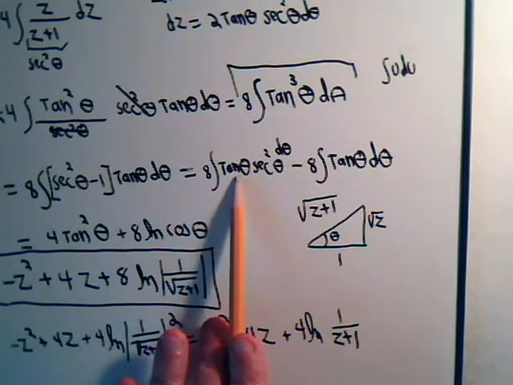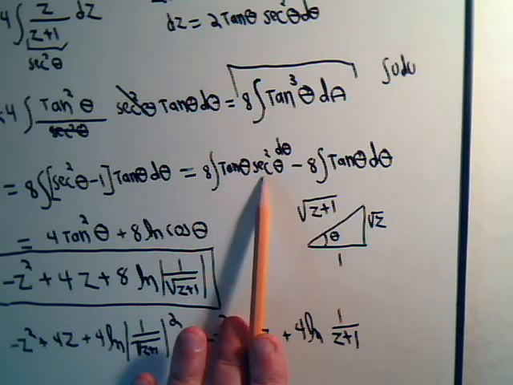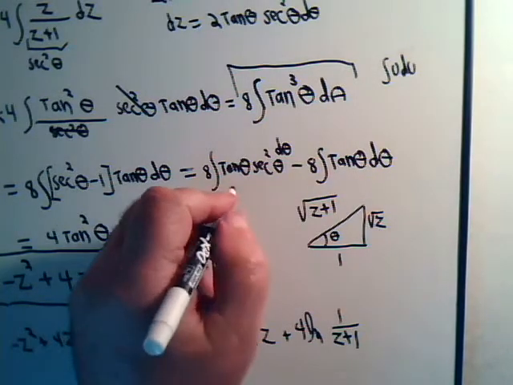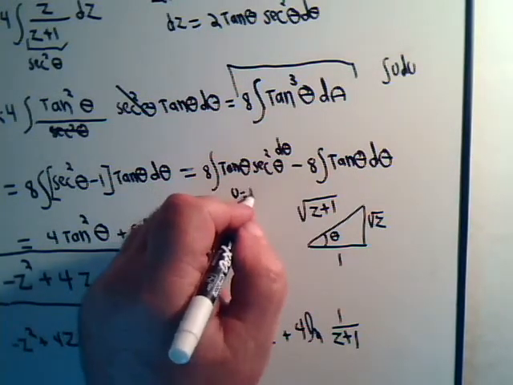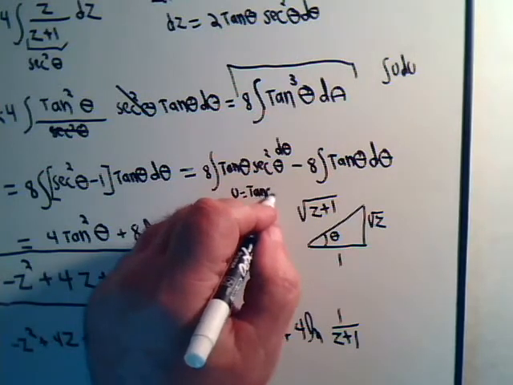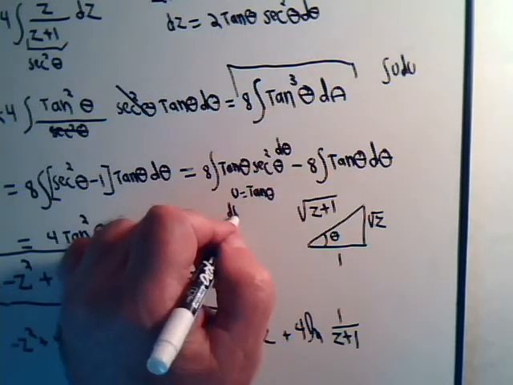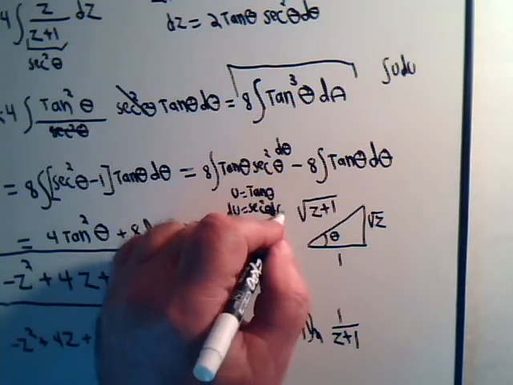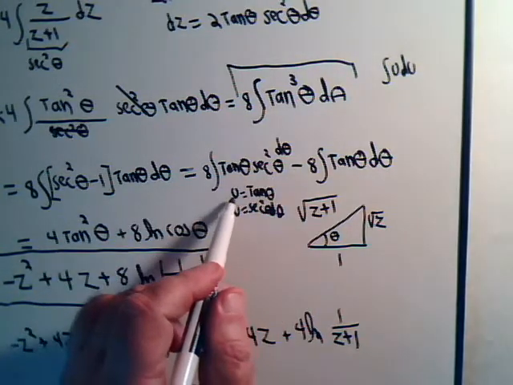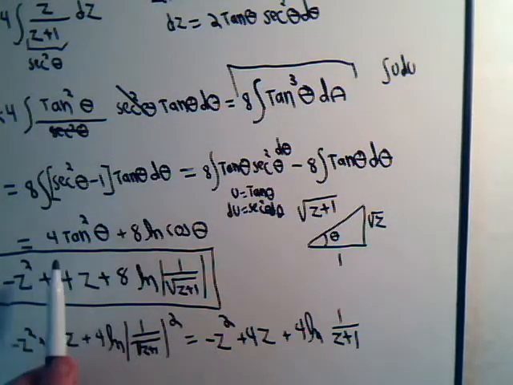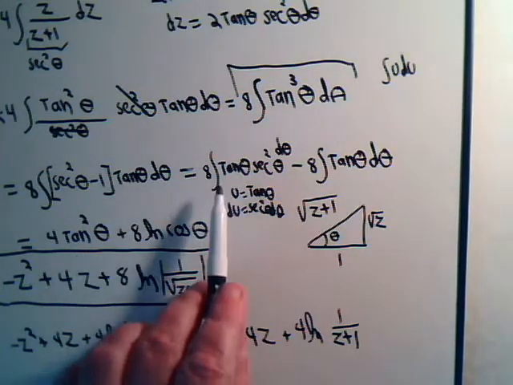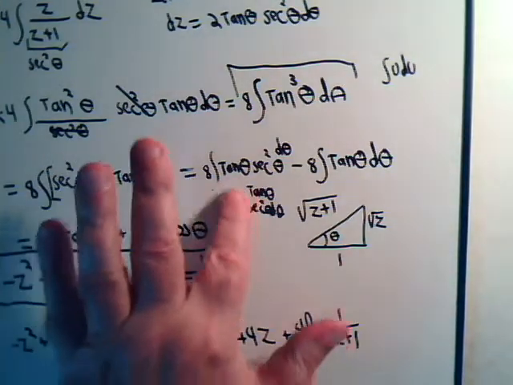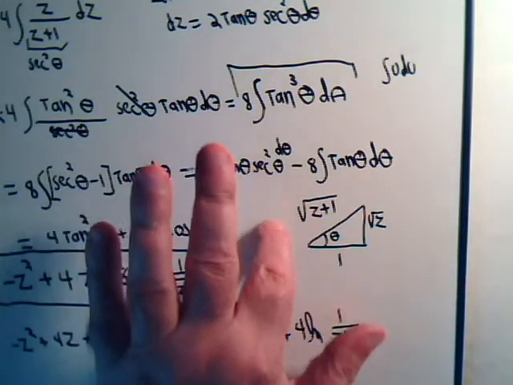This is the tangent of theta times the secant squared of theta d theta. If I say let u be this, du is going to be the secant squared of theta d theta. So that's just an integral of u du, which is 1/2 u squared. So the tangent squared of theta, 8 times 1/2 is 4. So that was pretty simple.